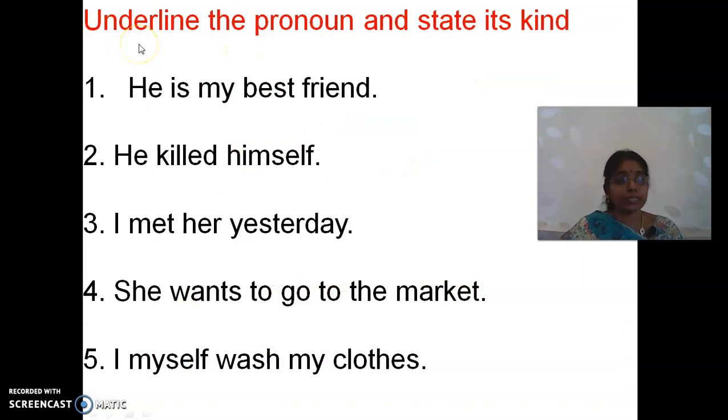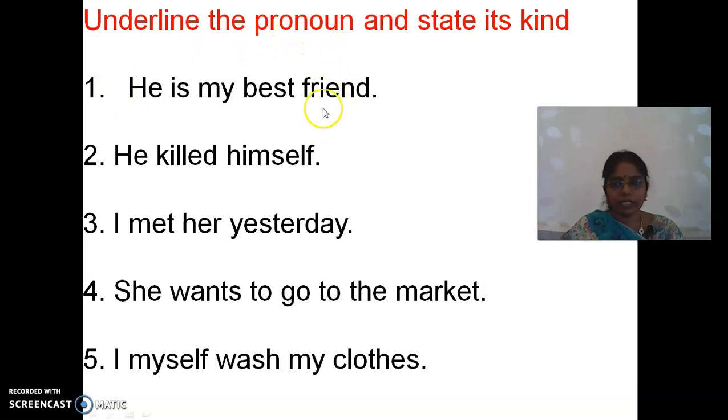So now it is quiz time. I am going to ask questions to you and check out the answers, right? Underline the pronoun and state its kind. Underlining a pronoun is easy. For example, he. I can underline it. So what type of pronoun it is, that also you have to tell me.